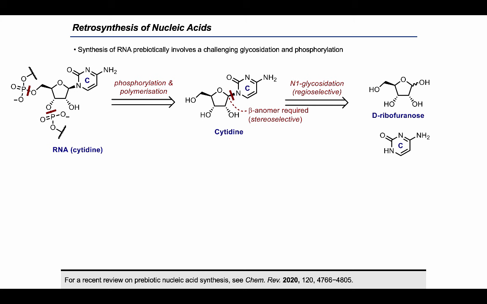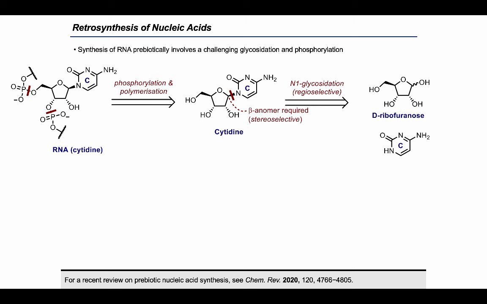We can think about first disconnecting all the phosphodiester bonds, whilst bearing in mind that we need to find a good method of both phosphorylating cytidine and linking those phosphorylated units together. As we shall see, this is far from an easy challenge. Regardless, we can next think about splitting cytidine by disconnecting back D-ribose and cytosine, or C.